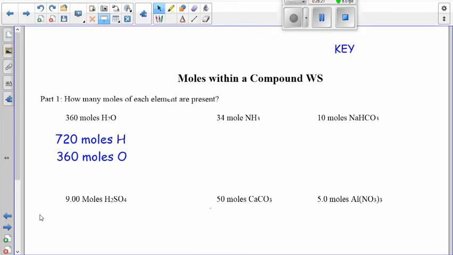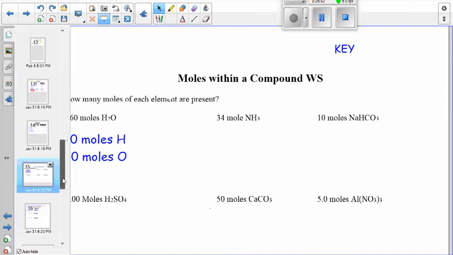So, the key idea is you're simply just going to multiply the subscript by how many moles you have. With nitrogen and hydrogen here, you're going to have 34 moles of nitrogen, but you're going to have 3 times 34 moles of hydrogen, which in this case is going to be 102. Does that kind of make sense? This answer key is in the Monday folder, so you can always check it later. I don't want to run out of time here before we get to the next step.